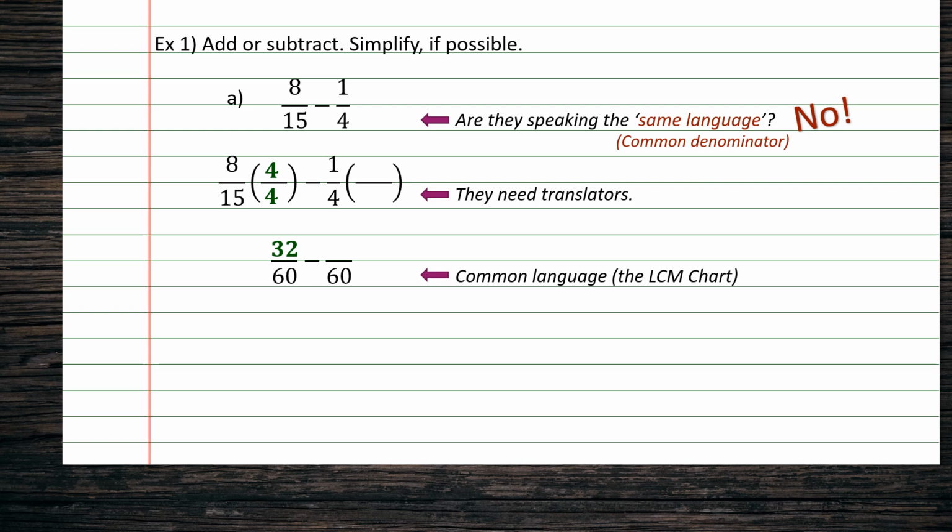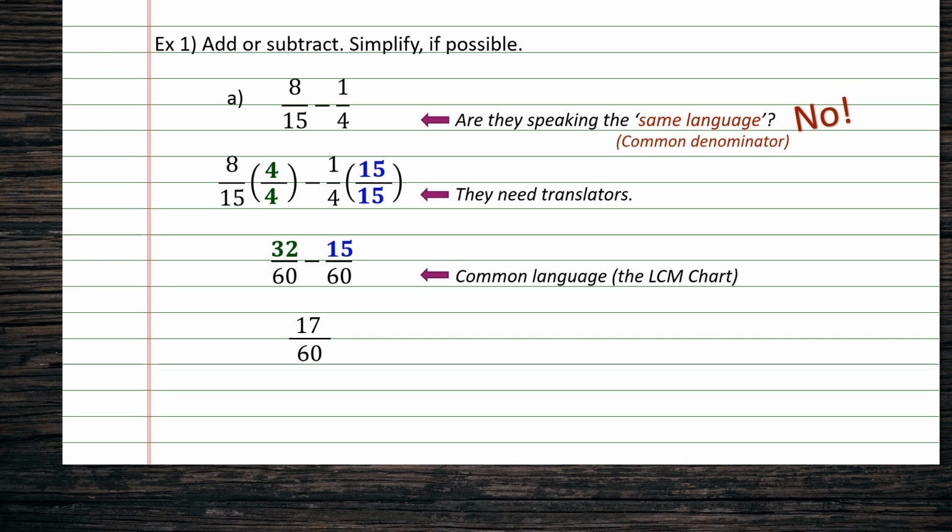Our second fraction has a denominator of 4, but we need it to be a 60. Well, 4 times 15 would give us 60. So now we need to do 1 times 15, which in this case gives us 15 for our new numerator. Now we have the fractions speaking the same language, so now we can do the subtraction. Anytime you're adding or subtracting common denominators, you keep the common denominator, and now you can perform the operation of subtraction. 32 minus 15 is 17.